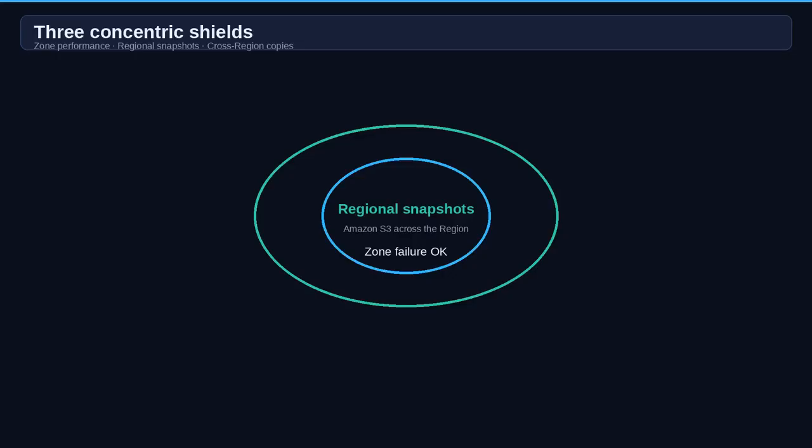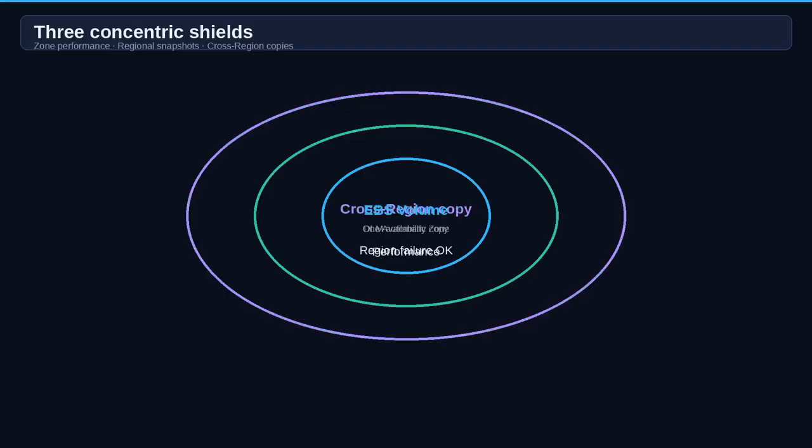Think of it as 3 concentric shields. The volume in one zone for performance, regional snapshots for zone disasters, and cross-region copies for region disasters. Tags like backup equals true decide which volumes enter the conveyor. Hourly, daily, or weekly cadences decide how fine the history is. Retention decides how far back you can travel. Deletion of expired snapshots keeps cost from drifting. You should now be able to draw those three shields and say which AWS feature builds each one.